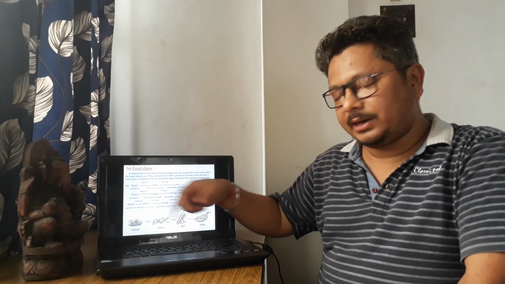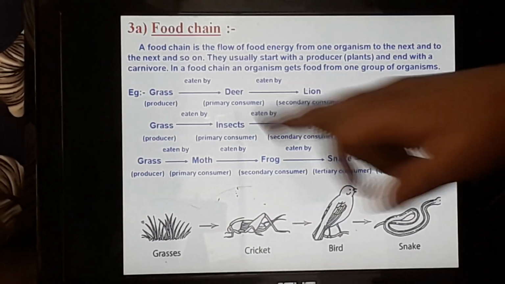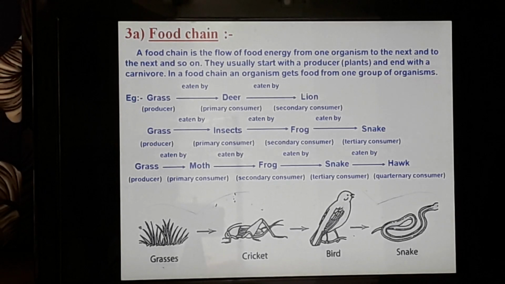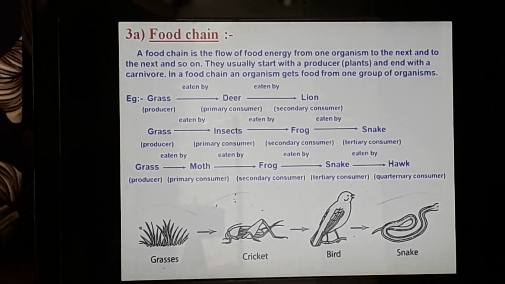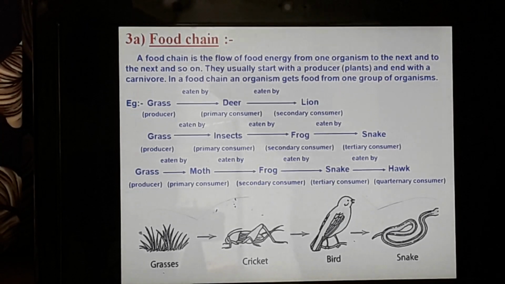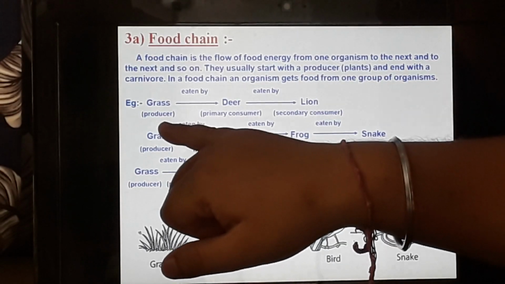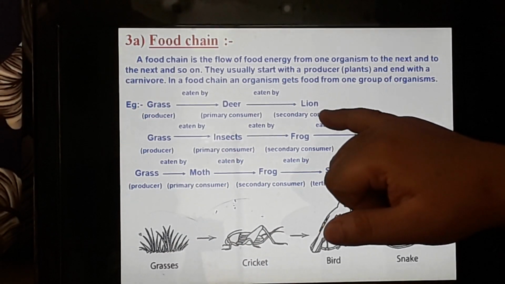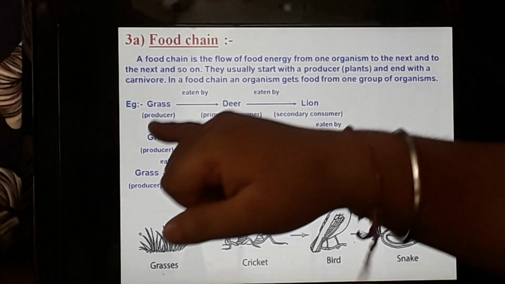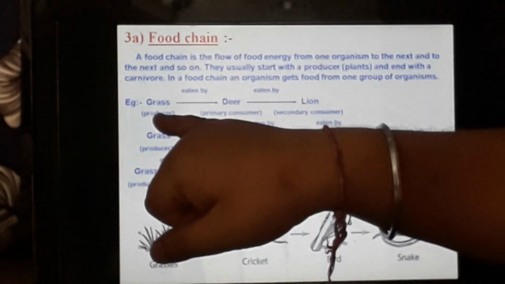So you can see here, we'll talk about one example. You can see one producer here. The producer is the grass here, and it is consumed by a deer. And the deer is finally eaten up by the lion. So you see, deer and lion both are consumers, but we will categorize the consumers now. Deer is the primary consumer because it has eaten the producer first, and the lion is the secondary consumer because it did not eat the producer directly. It has eaten an organism which has consumed the producer.